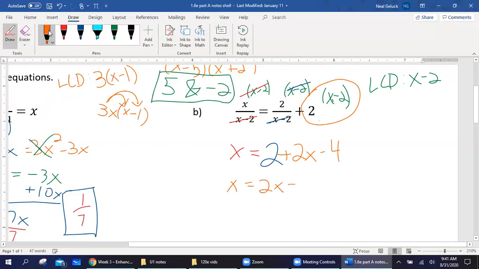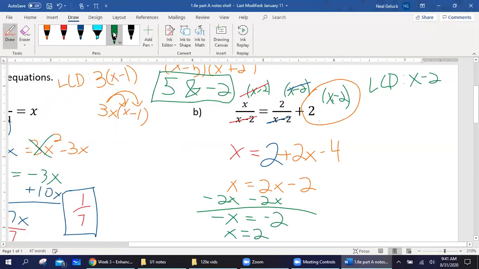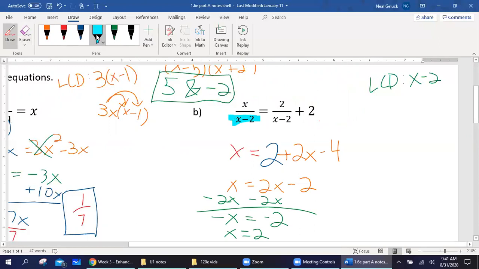So I'd have 2x minus 2 when I combine those terms. If I subtract over 2x, I've got negative x equals negative 2, which means x equals 2. But remember, with rational functions, we can't have division by 0. So looking back at my original, oh crap, 2 would cause division by 0. So basically I'm saying I can't take the number 2 and plug it back in because it would cause division by 0. So the answer I got doesn't work. This is an empty set problem. There is no solution to that equation.